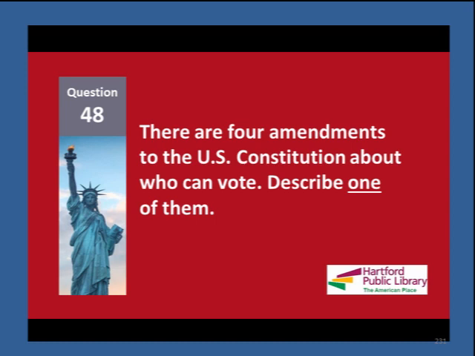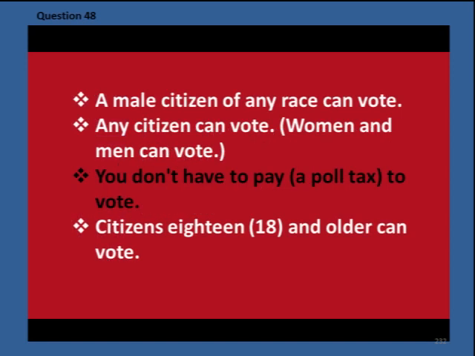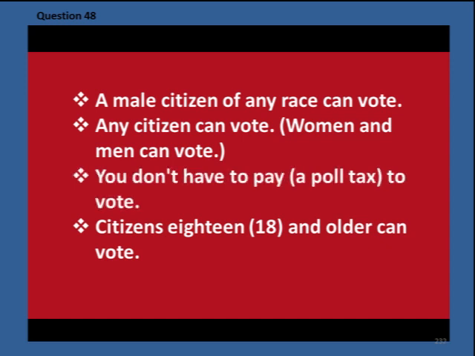Question 48. There are 4 amendments to the Constitution about who can vote. Describe one of them. You don't have to pay to vote. One amendment outlaws poll taxes, meaning you do not have to pay to vote.